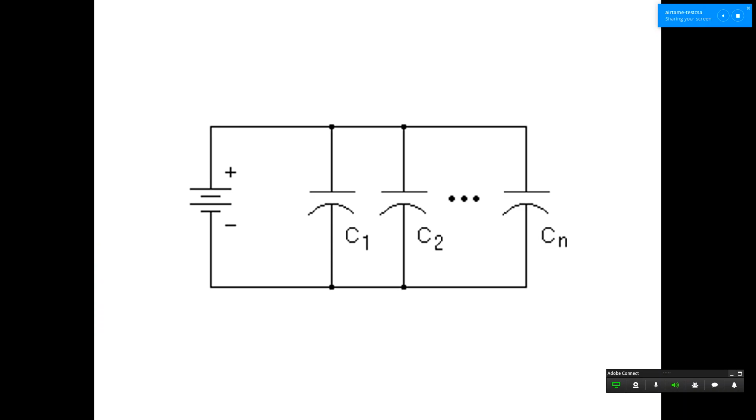This is what it looks like. So if I have a 9-volt battery here, what would be the voltage across each of these capacitors? 9 volts, because they're in parallel. 9 volts here, 9 volts here, 9 volts here, and 0 volts, 0 volts, 0 volts.